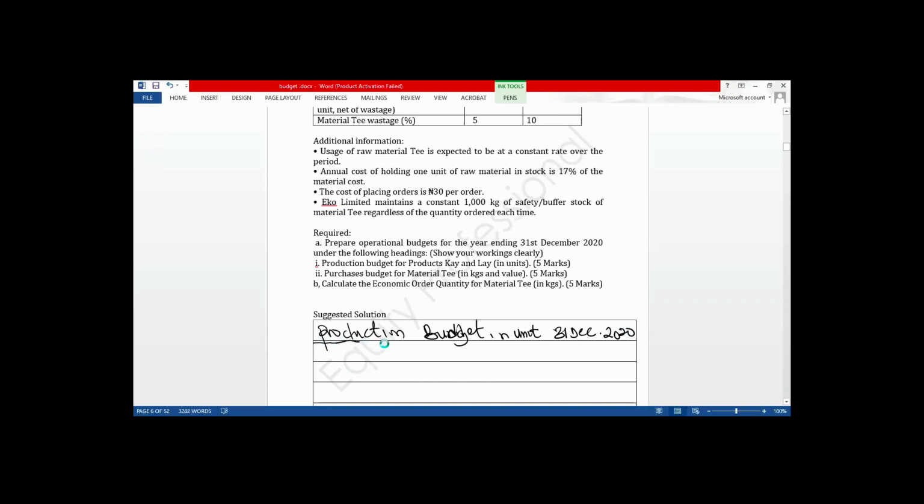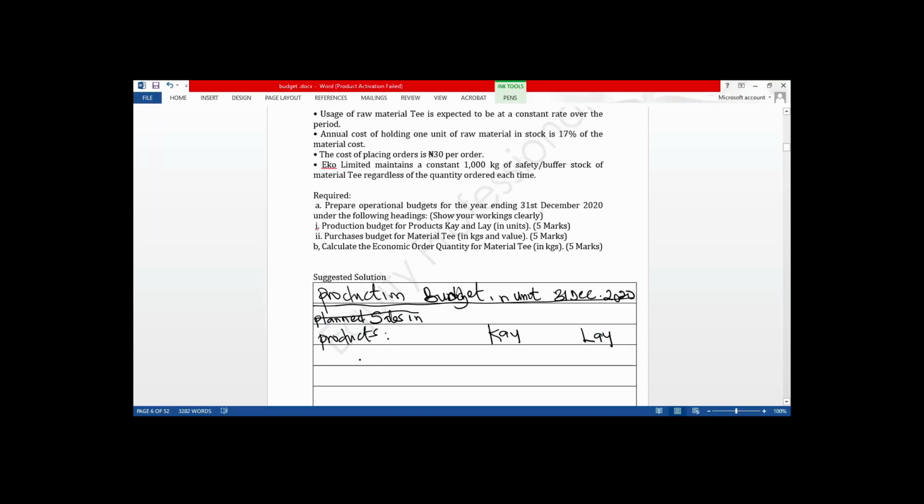If you have the specimen Q2, you are going to start with your plan sales in units. Okay. First, let's take the products. Let me cancel this out. We have the products: products K and products Lay. Next, pick your plan sales in units.